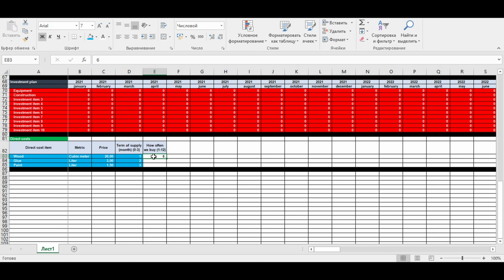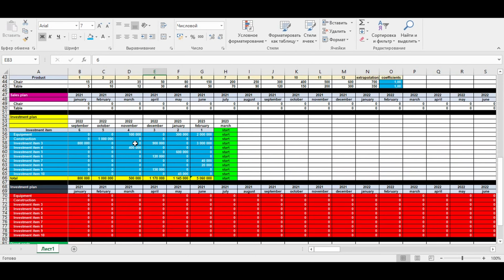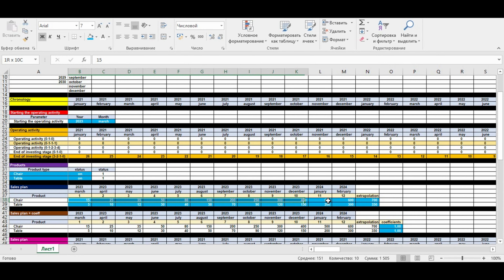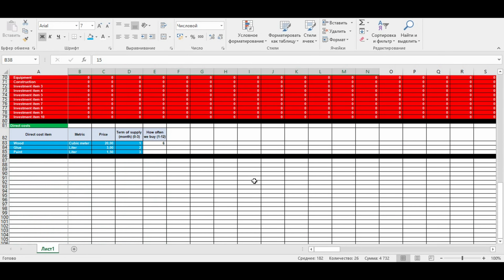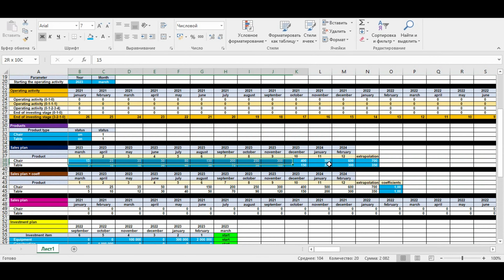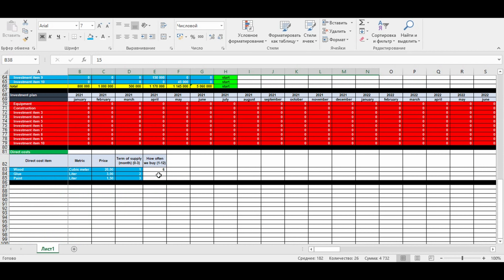So this will be needed later when we have to calculate the right amount of financing to start the business. We will set up the sales plan here, and our financial model will automatically calculate the amount of wood, glue, and paint needed to buy to get this sales plan. So this will be done automatically. For example, let's place such figures here.